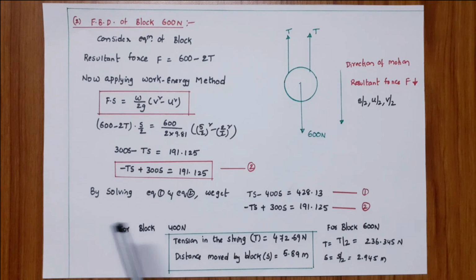By solving equation 1 and equation 2, for block 400 Newton, the tension in the string T equal to 472.69 Newton and the distance moved by the block S equal to 5.89 meters. So for block 600 Newton, T equal to T by 2, so it is 236.345 Newtons, and distance S equal to s by 2, which is 2.945 meters.